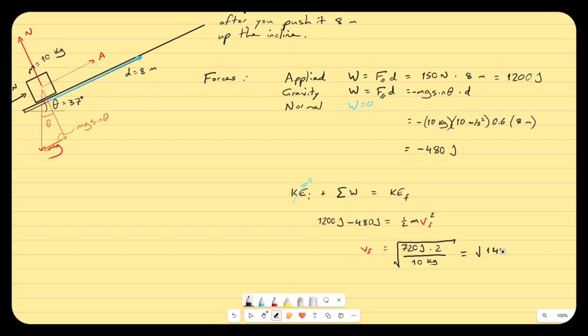And then I'm going to end up with a square root. So this is meters squared per second squared, or joules per kilogram. Take the square root of that and I get 12 meters per second. And that's my final answer. I looked at the work done by each individual force, added those up, 1200 minus 480, said that plus my initial kinetic energy equals my final kinetic energy, and then I solved for my final speed. That's it.